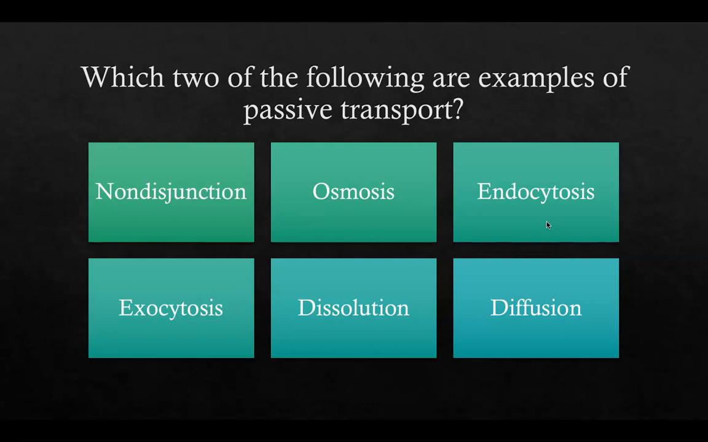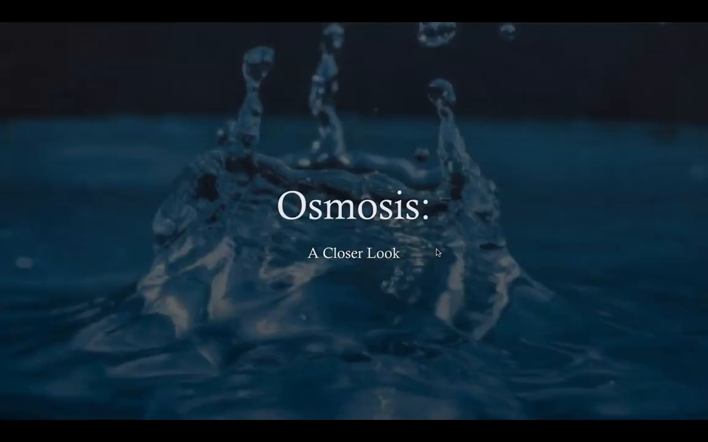So, which two of the following are examples of passive transport? Remember, to passively go from high to low, the cell will use DFO. So when we look here, we see that we have osmosis and we also have diffusion. So let's take a closer look at osmosis in the next video.